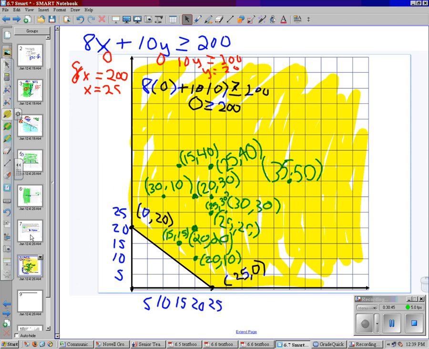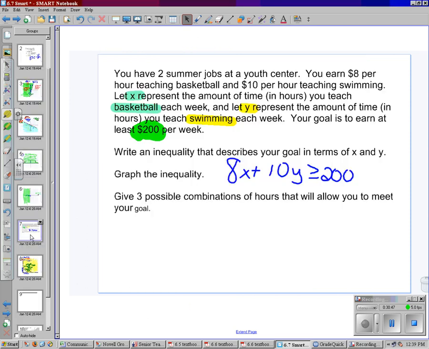Maybe. Let me go back here for just a second. Usually students say to me, Mrs. Egan, isn't there a certain number of hours in a week? How many hours are there in a week? Let's see, there are 7 days in a week. How many hours are there in a day? 24. 168 hours in a week.